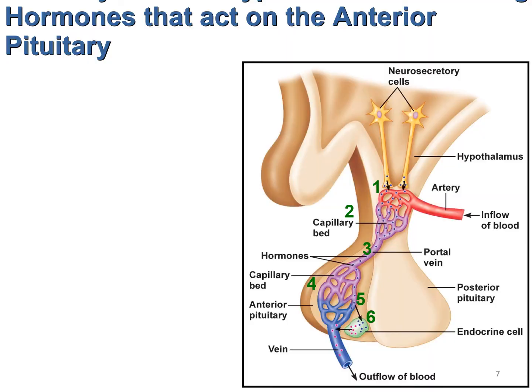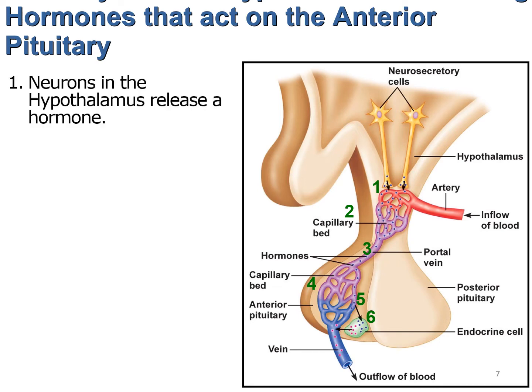So let's just walk through this in a stepwise manner. The image you're looking at here on the right shows the hypothalamus here with the neurosecretory cells. Here you have the hypophyseal portal system. So here at 1, you have the neurosecretory neurons, which release the hormone into the capillary bed of the infundibulum. Hormone enters that capillary bed.